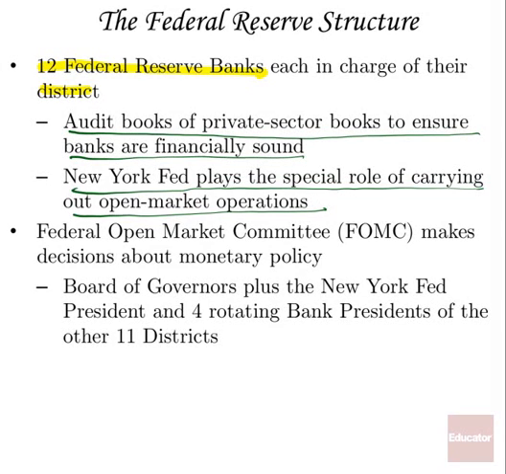Now, the Federal Open Market Committee, commonly abbreviated as the FOMC, makes decisions about monetary policy. It's a combination of the bank presidents and the board of governors. So the board of governors, 7 of them, plus the New York Fed president, and then 4 rotating bank presidents of the other 11 districts. They're the ones that make these huge decisions on monetary policy, the Federal Open Market Committee.